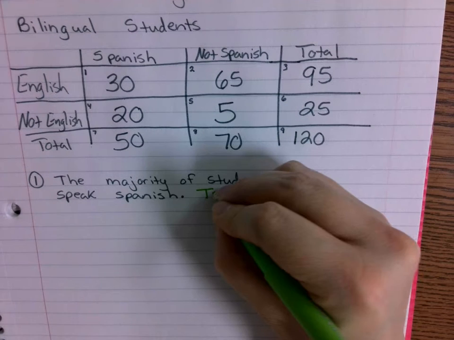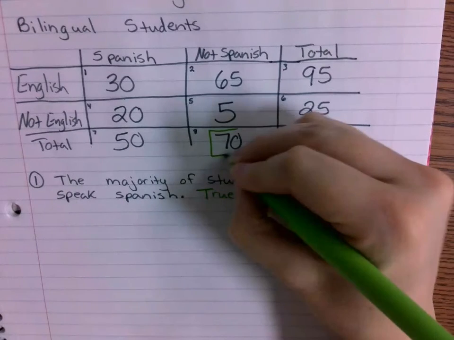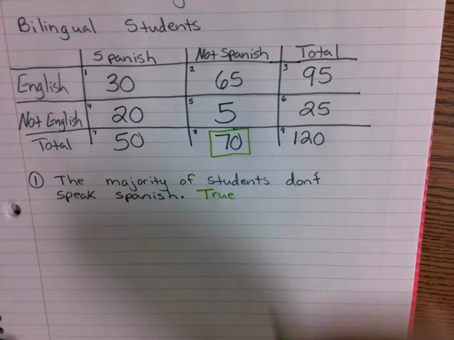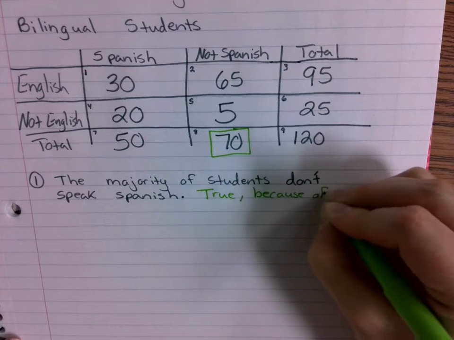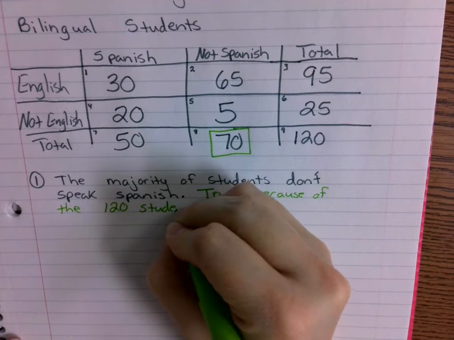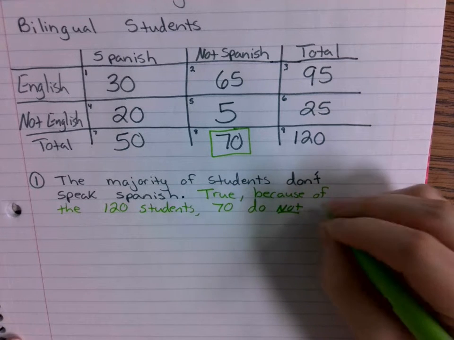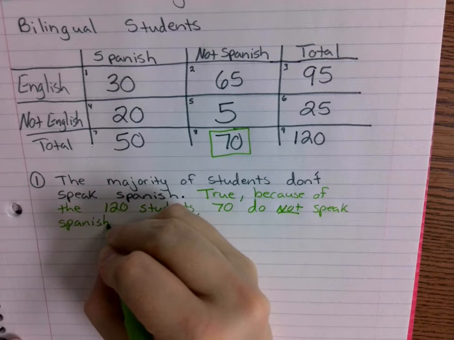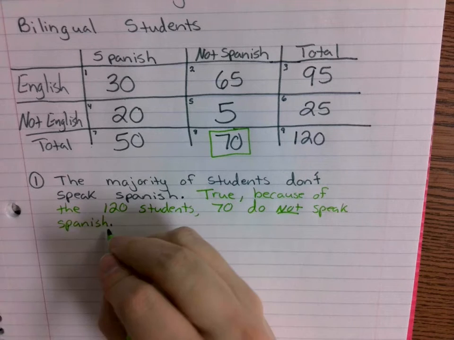This is true. And the reason is because right here, I'm going to highlight or underline or circle that in green. I'm writing my statement here in green so we know that this is related. That this statement is true because of the 120 students that are in our little group here, 70 do not speak Spanish. And as long as it's more than half, has to be more than half, then it's okay. 70 do not speak Spanish.